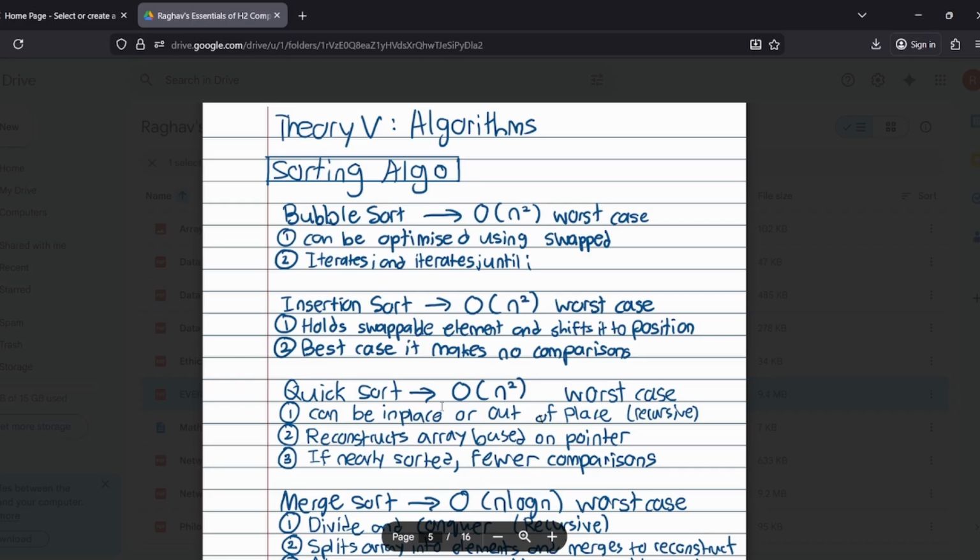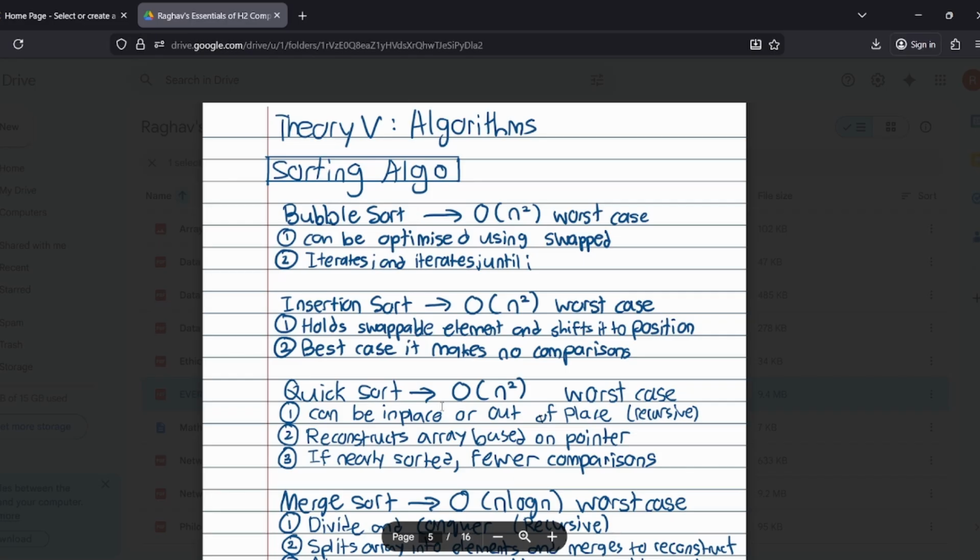Then you have insertion sort, which has an n squared worst case. It holds a swappable element and shifts it into the right position. Best case scenario, it makes no comparisons. You see, bubble sort in the best case scenario is still going to make comparisons, but insertion sort will not.